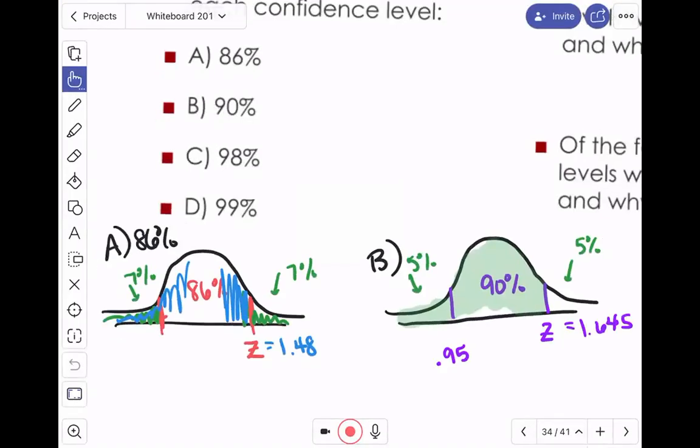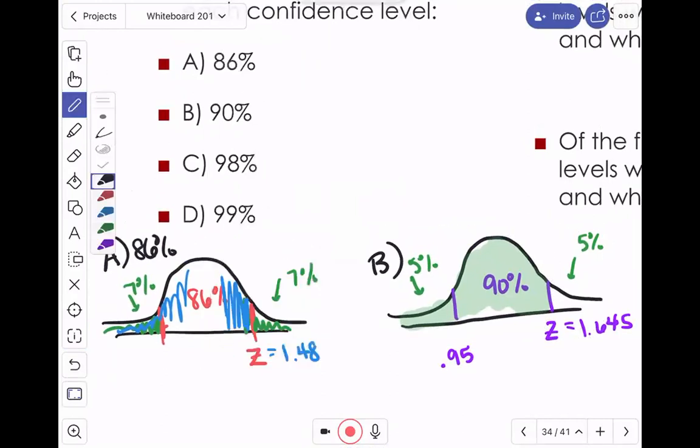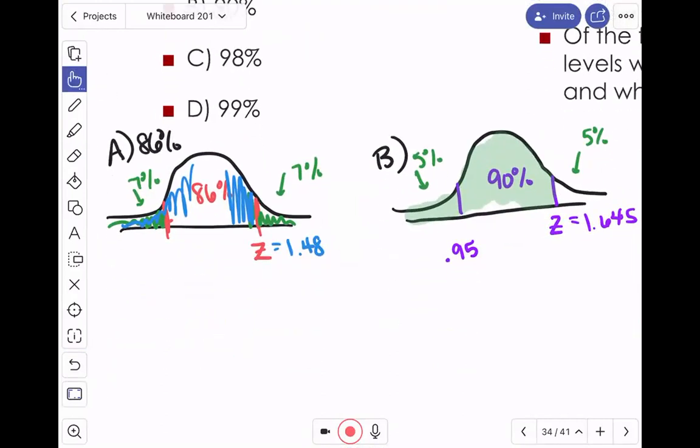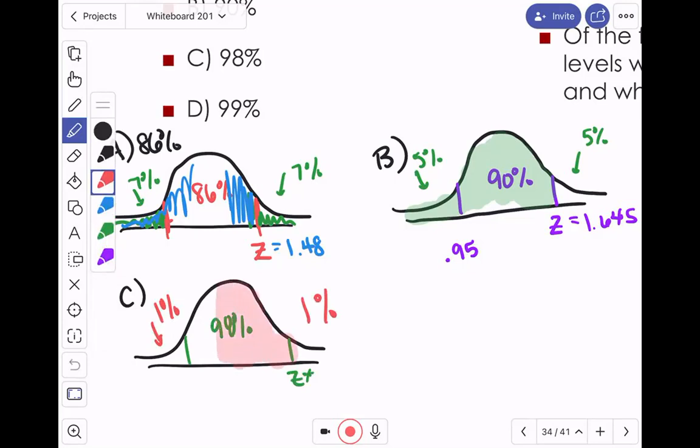All right, good. So 98%. If I want to calculate 98%, how much is on the inside again? 98% on the inside. How much do we have on the outside then? 1% on each side. So this is the Z star I want to look for. This is 98%. We have 1% sitting over here and 1% sitting over here. So I want to calculate up to this value. What am I going to look at then? 99%.